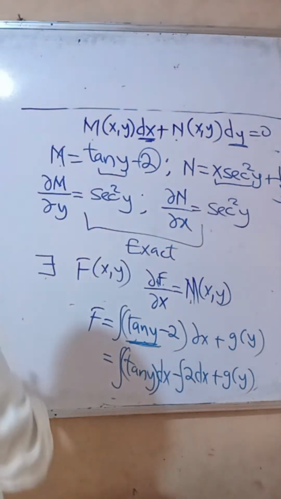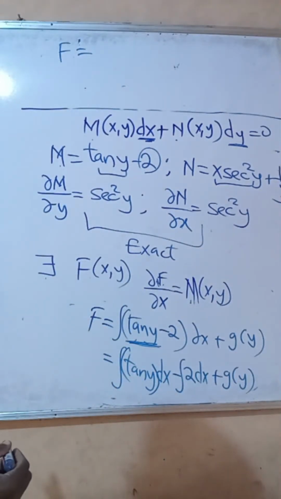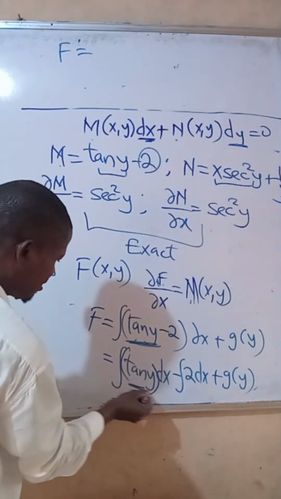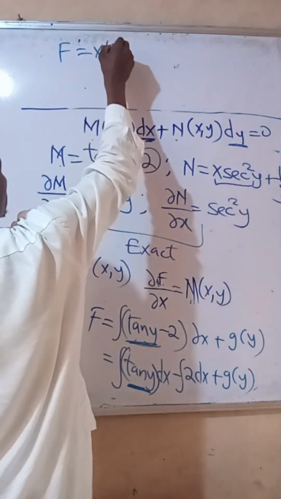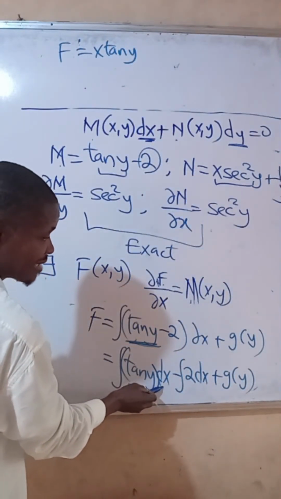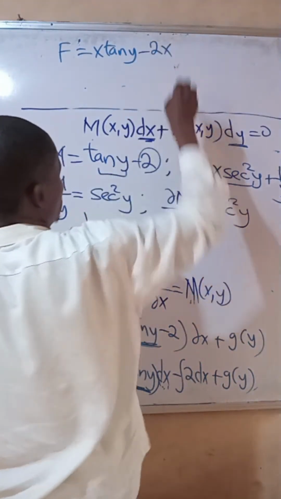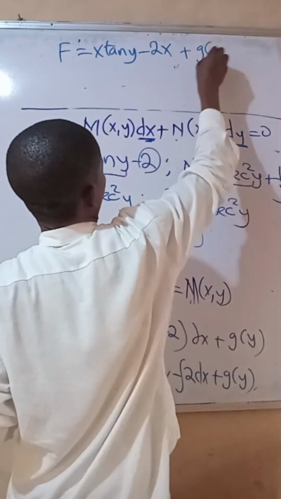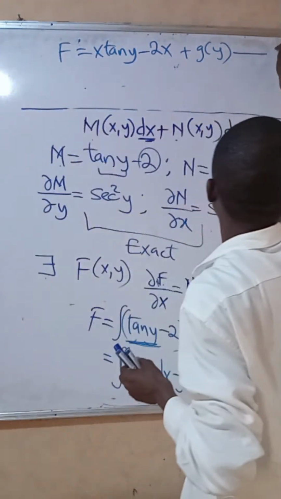So f will now become x tan y. Tan y is a constant, you are only differentiating with respect to x, so that's the only one you are differentiating there. And then minus 2x, and then plus g of y. So that's what we have in that case. Call this one equation star.